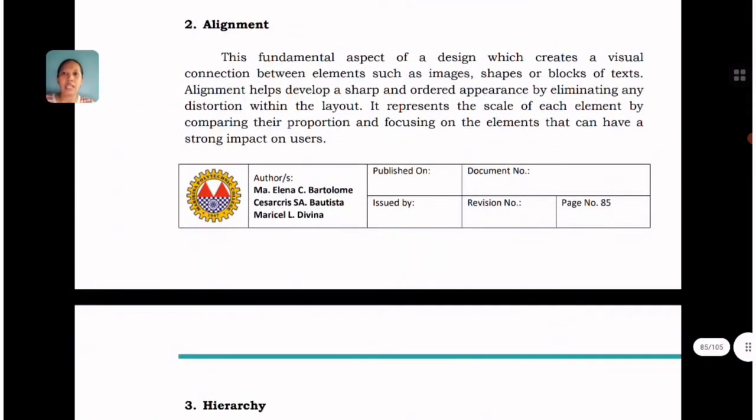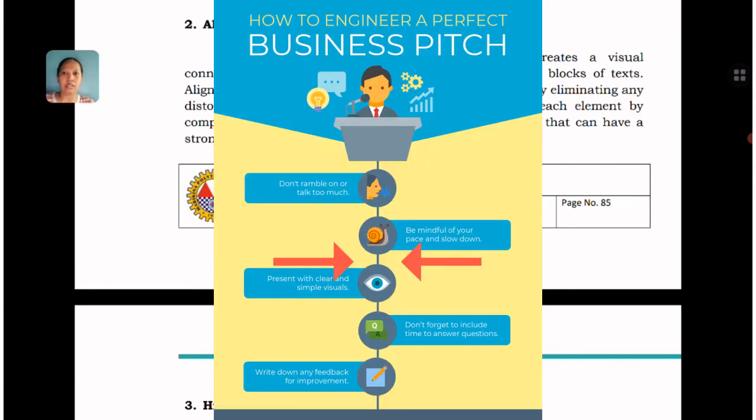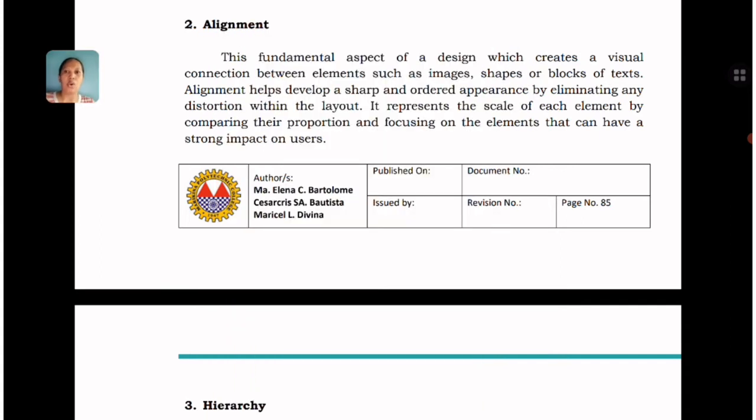Next is alignment. It is the fundamental aspect of a design which creates a visual connection between elements such as images, shapes, blocks, or text. So yung alignment, it represents the scale of each element by comparing their proportion and focusing on the elements that can have a strong impact on the users.